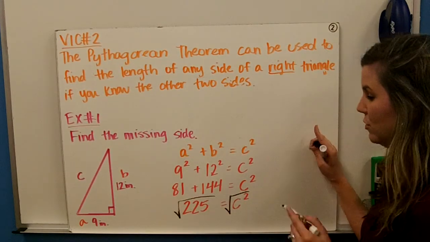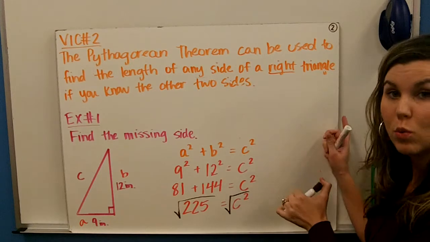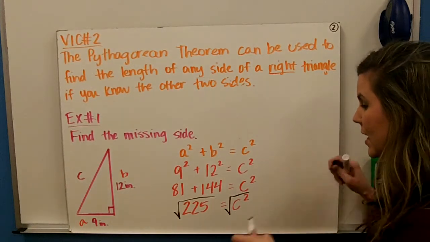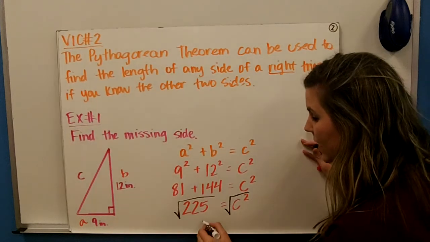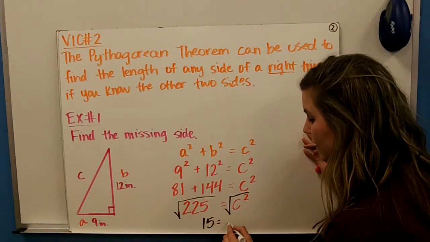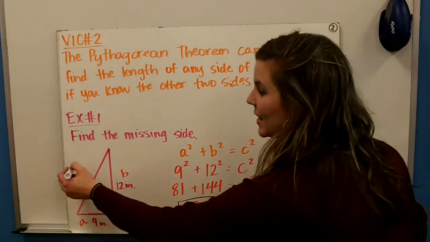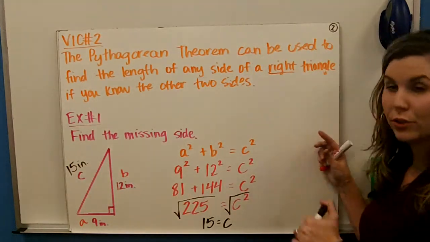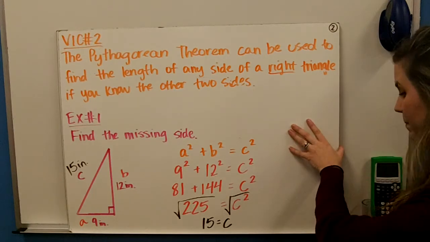The square root of 225. It means what number times itself gives you 225? And the square root of 225 is 15. So this side is 15 inches. Make sure you include units on the problem if you're given them.